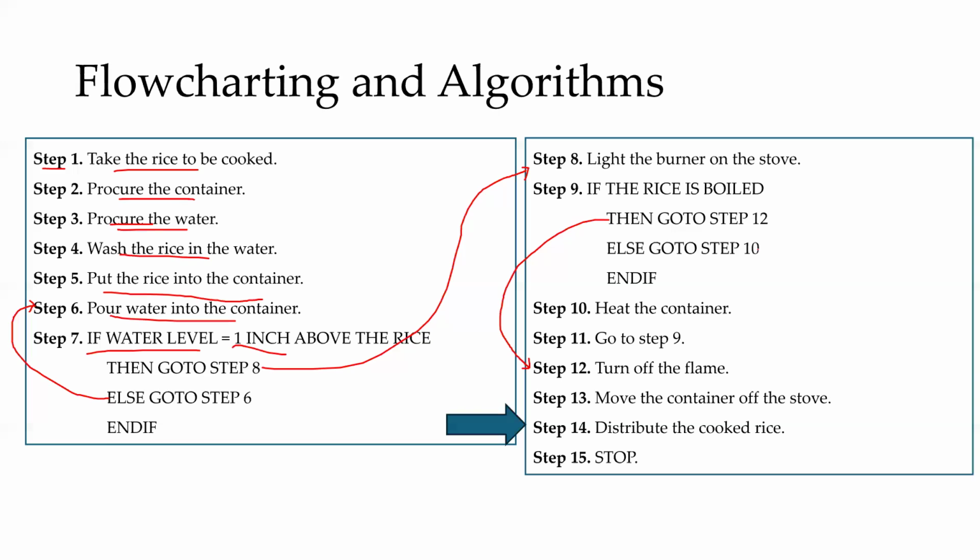If the answer is no in the else operation, we will continue the filling operation, and then we will go back to this ninth step, as you see. And if we are done with this boiling operation, we will turn off the flame, and then we will move the container off the stove. We will distribute the cooked rice, and then we will terminate our solution.